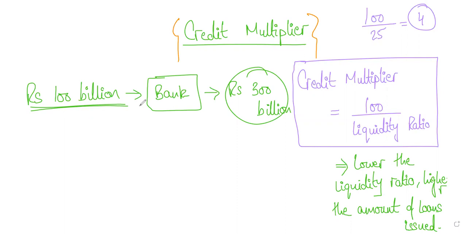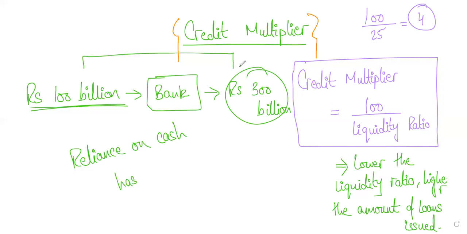So what I'm trying to say is that this process stays in circulation because reliance on cash has been decreasing. That is why even if you have less cash lying in a bank, banks can still issue loans worth more than that amount. Why? Because a lot of people are not even using cash.